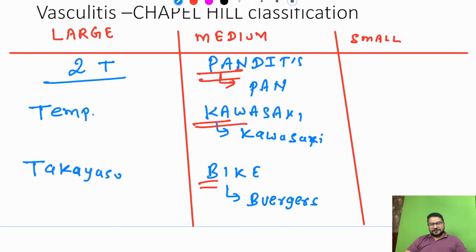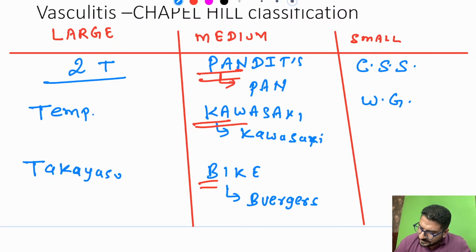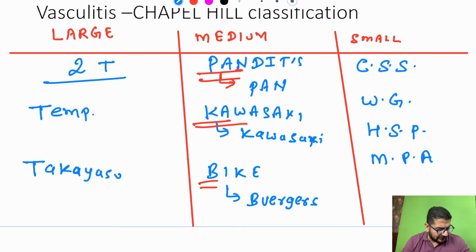बाकी सारे किस में आएंगे? Small vessel. Like what we have: Churg-Strauss syndrome. Then we have Wegener's granulomatosis, Henoch-Schönlein purpura, and the one which previously we used to consider a variant of PAN. Now it is a separate disease. We call this microscopic polyangiitis.